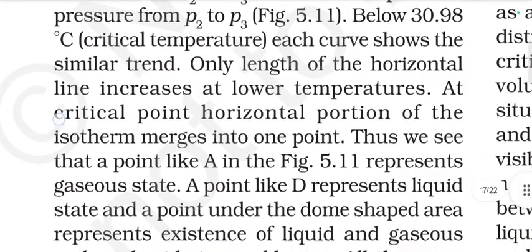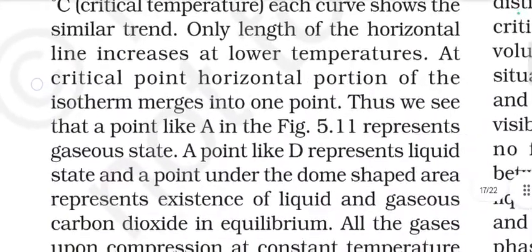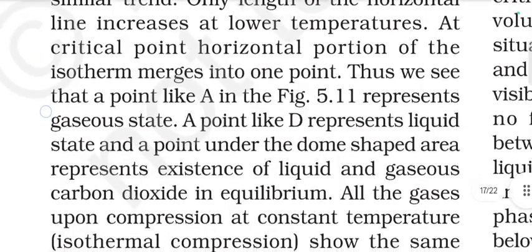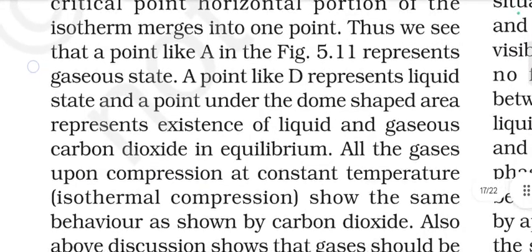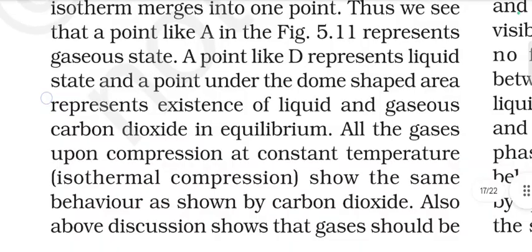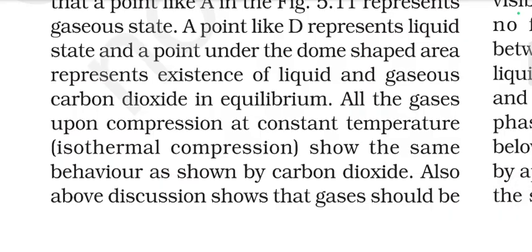Below 30.98 degrees Celsius critical temperature, each curve shows a similar trend. Only the length of the horizontal line increases at lower temperatures. At critical point, the horizontal portion of the isotherm merges into one point. Thus, we see that a point like A in figure 5.11 represents gaseous state, a point like D represents liquid state, and a point under the dome-shaped area represents existence of liquid and gaseous carbon dioxide in equilibrium. All the gases upon compression at constant temperature, isothermal compression, show the same behavior as shown by carbon dioxide.